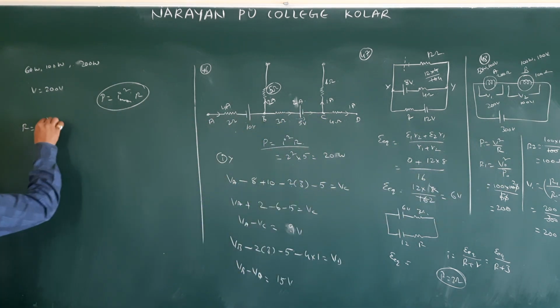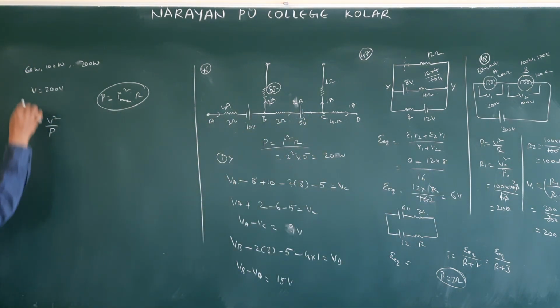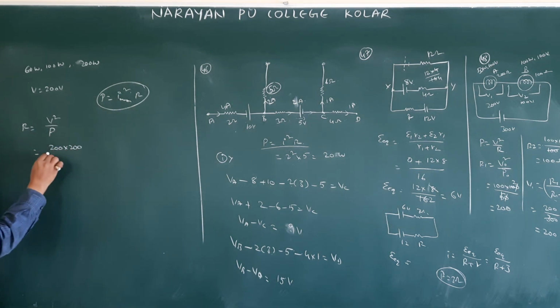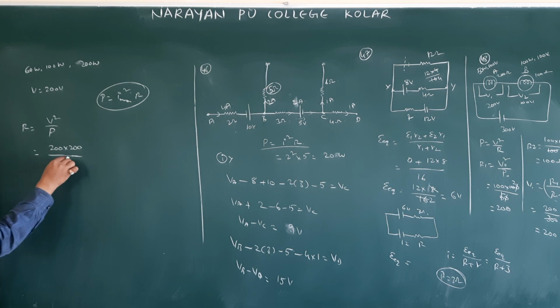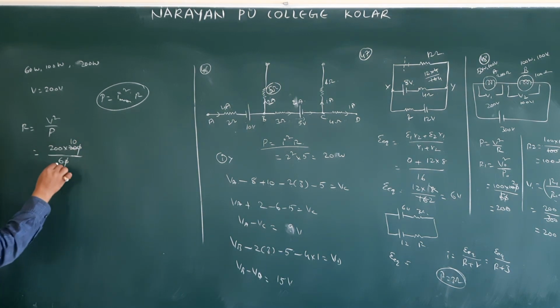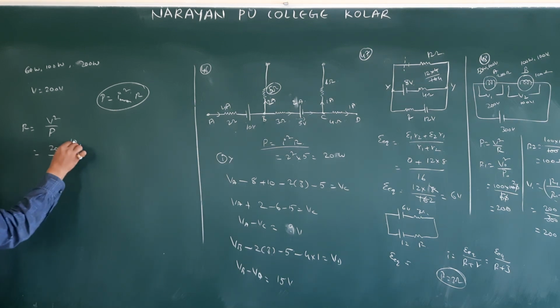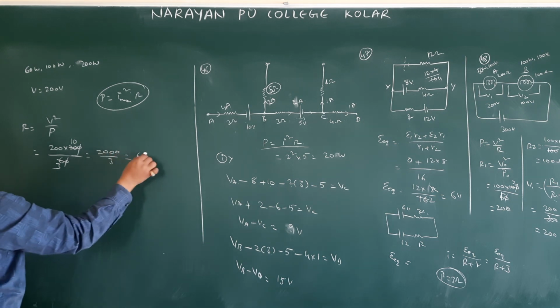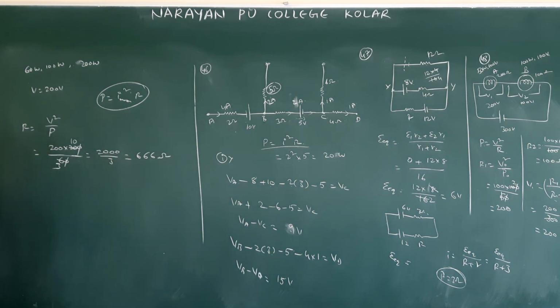That is V square by the first power. V value is 200, so 200 into 200 by P value 60. That is 2000 by 3, so 666.6 ohm you got. This is the first bulb resistance.